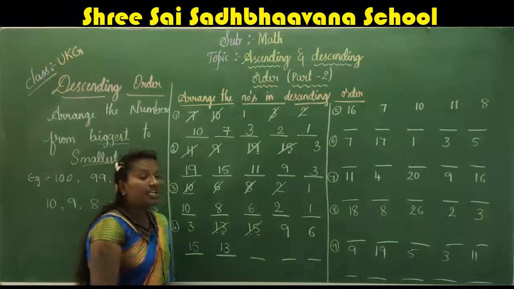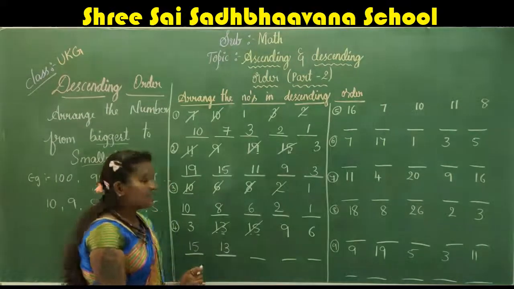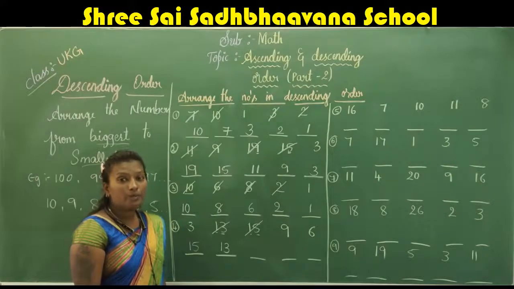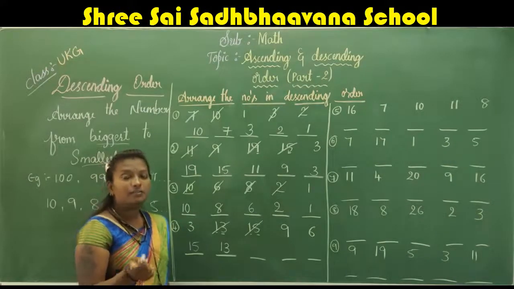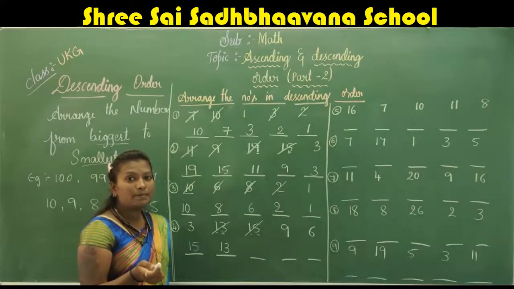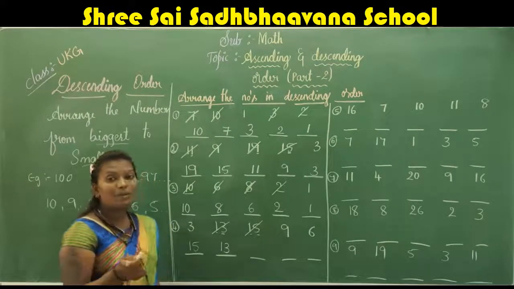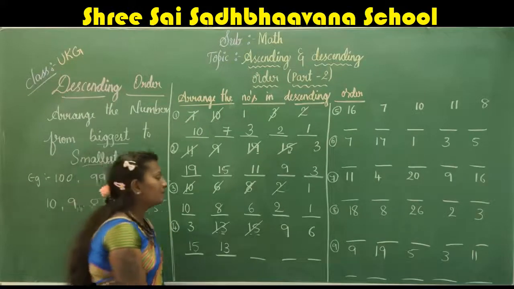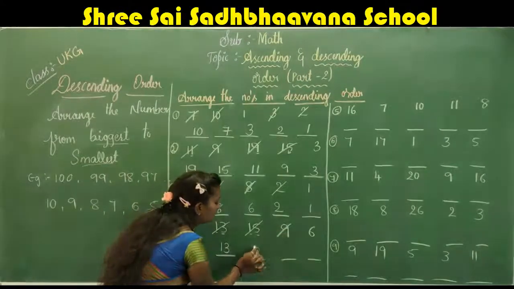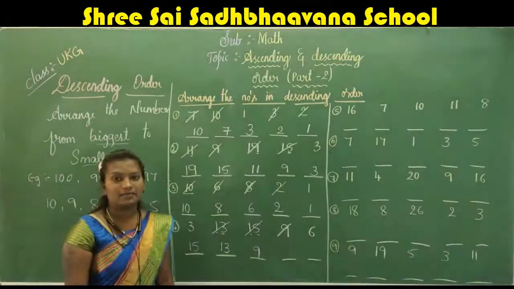Next, number 3, number 9 and number 6. So we know the backward numbers. 10 before which number will come? 10 before, yes, number 9. So number 9 is the biggest number. So this number we have to write in the third place.